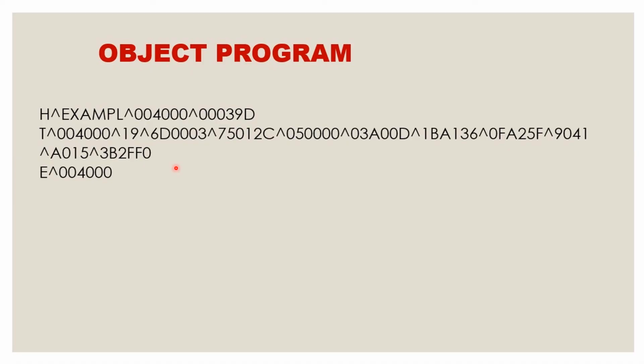Since 2 columns is equal to 1 byte, when we start calculating from here to here, we get 50 as the value, and when divided by 2 we get 25, and when we convert it into hexadecimal the value is 19. Coming to the end record, column 1 is represented by E, and 2 to 7 is the address of the first executable instruction in the object program.